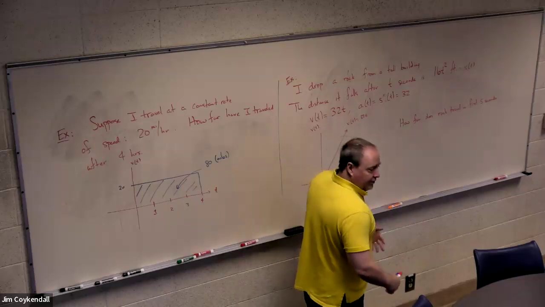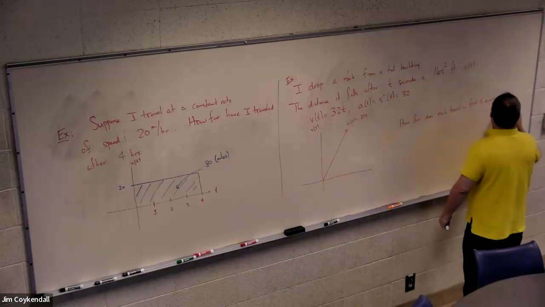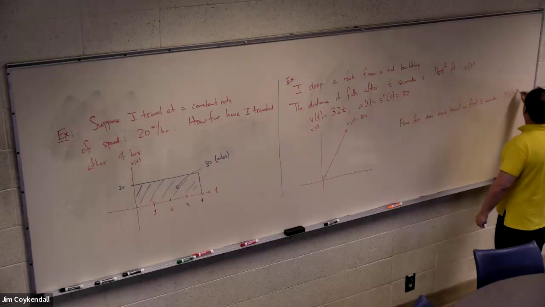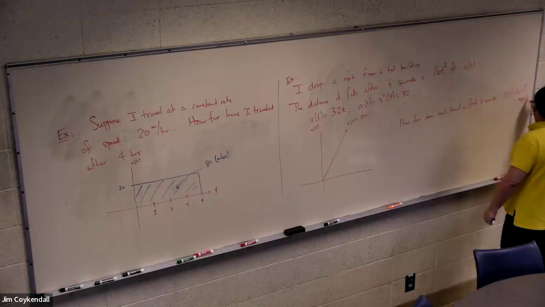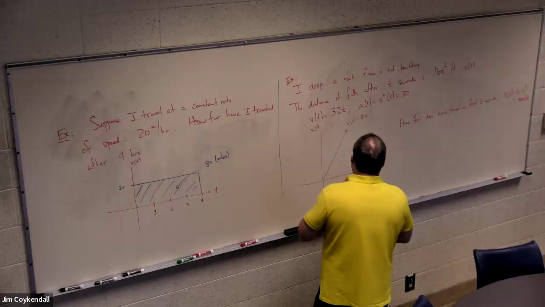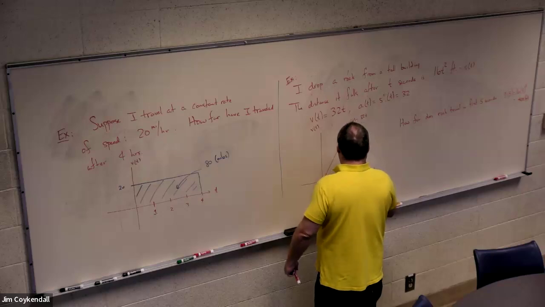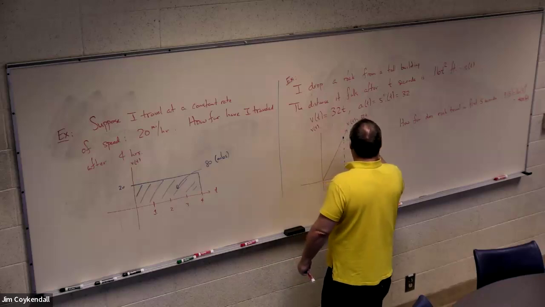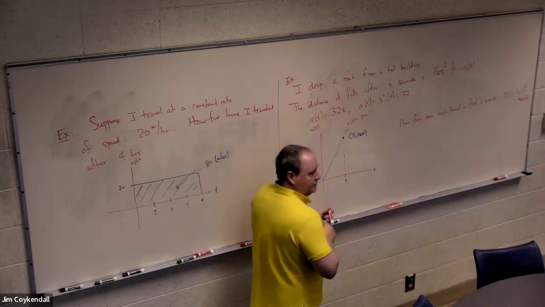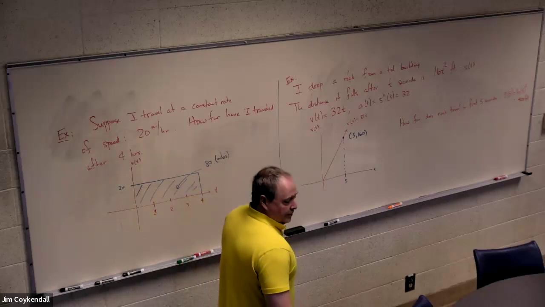Well, we already know the answer to this. From the problems that you've done, it should be s(5), which is 16 times 5 squared, which is 400. Now let's examine this. By the way, after 5 seconds, this thing will be going 160 feet per second.